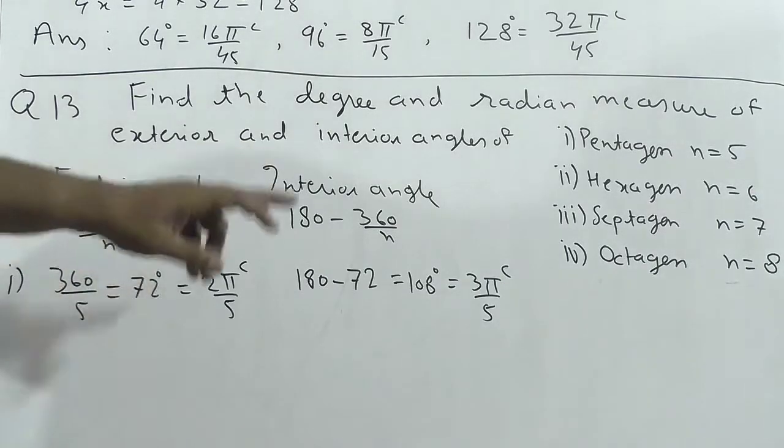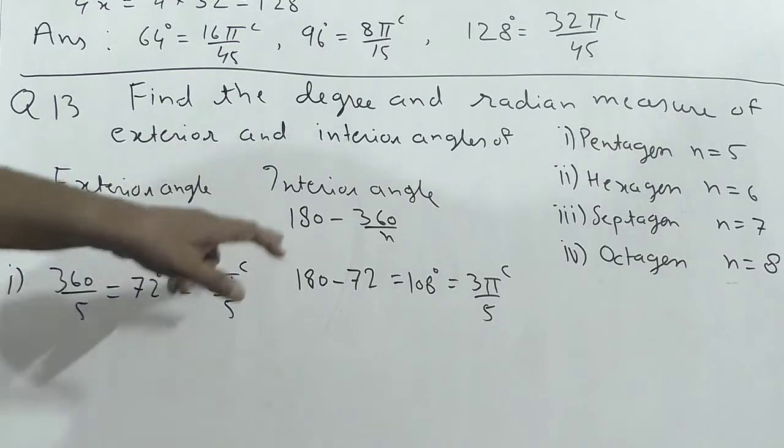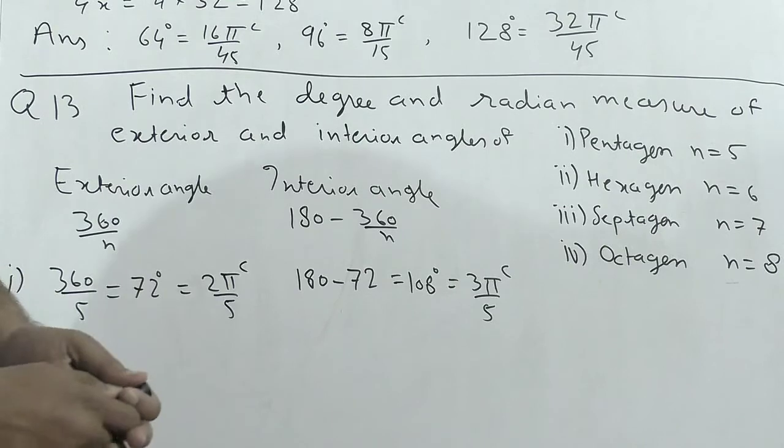Okay. Interior angle is just the supplementary of that: 180 minus 360 upon n. 180 minus 72, that is 108 degree, which is 3 pi by 5 radian.